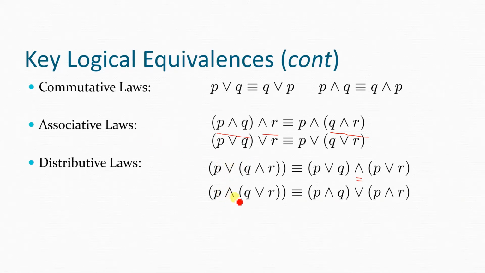Similarly, AND is distributive over OR. So P and (Q or R): first of all, we will have the conjunction of P and Q, and this OR will come in between, and then we have the conjunction of P and R. So (P and Q) or (P and R). As I told you before, you can prove all these laws with the help of truth tables. So I'm not going to practice it again and again. You can prove it yourself.